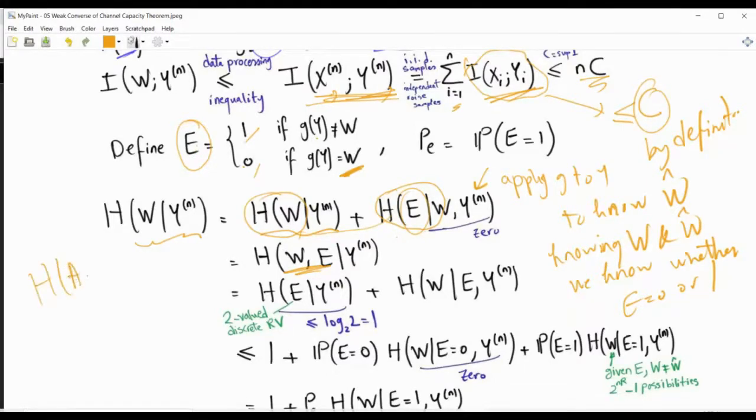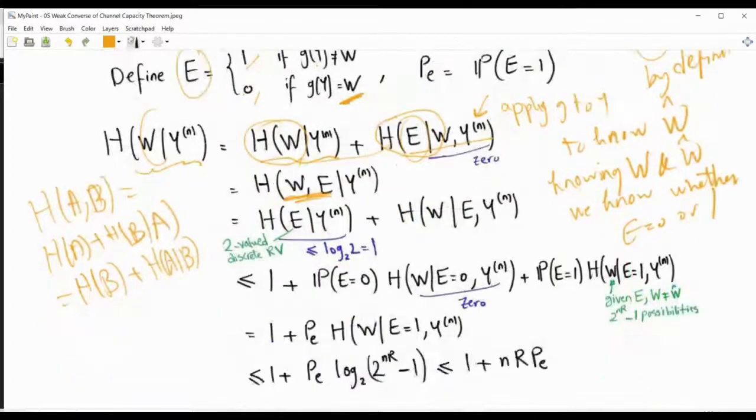Remember, we have this trick here that H of AB is H of A plus H of B given A, and also it is H of B plus H of A given B. So the trick here is to insert this 0, write things in terms of a joint, and then rewrite things as H of E given Y plus H of W given E and Y. Okay. What is H of E given Y?